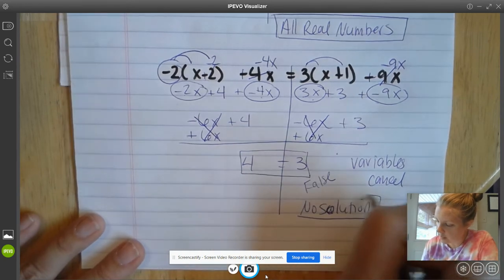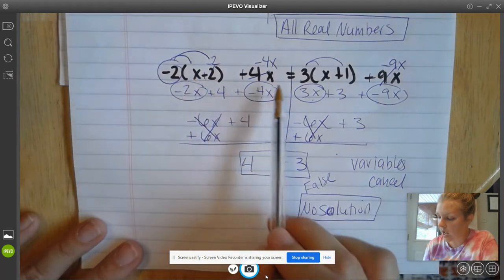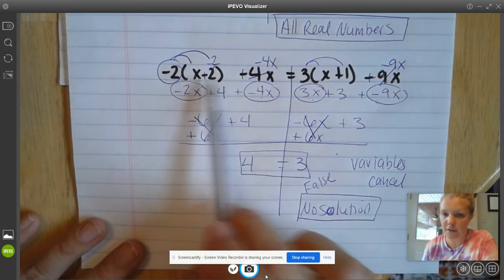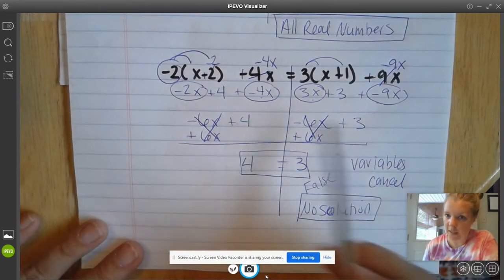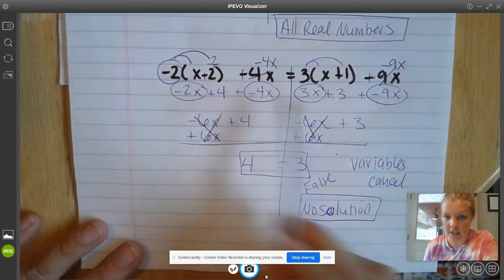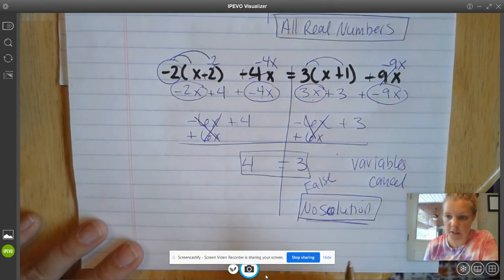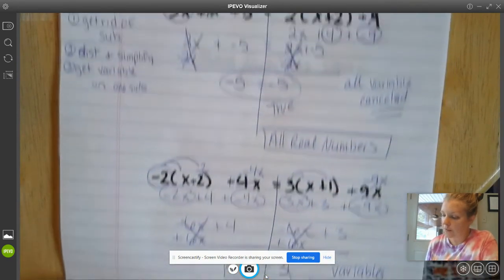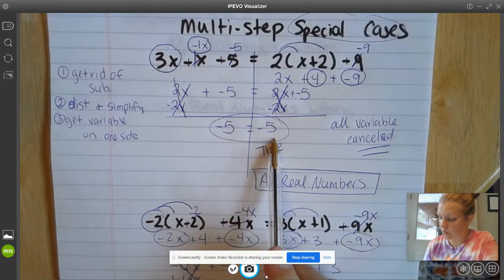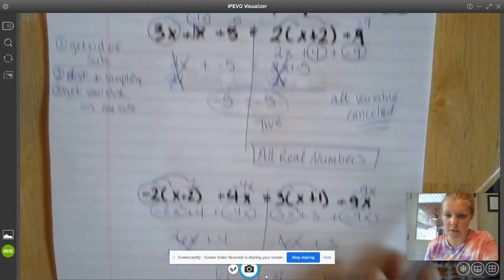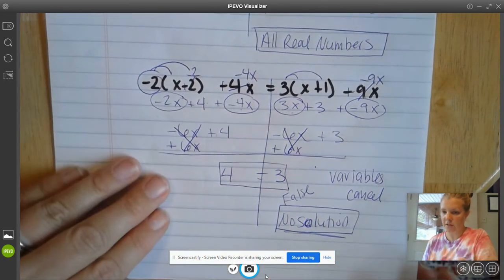And what that means is that there is no number for x. Nothing I can try would ever make these two sides be true. We could pick any number. You could spend your whole life picking number after number after number, and you would never get these two sides of the equation to be true. It will never work. So there's literally no number. That's what no solution means. So when the variables cancel and you're left with something that's true, the answer is all real numbers. When the variables cancel and you're left with something that's false, the answer is no solution.